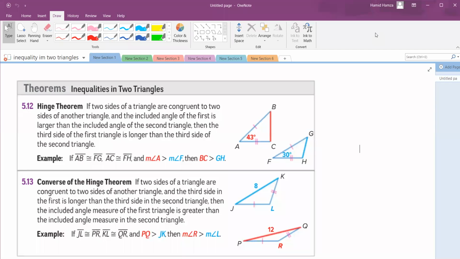Okay, guys. So today we'll compare between angles and sides in different triangles, the two triangles, not one triangle.